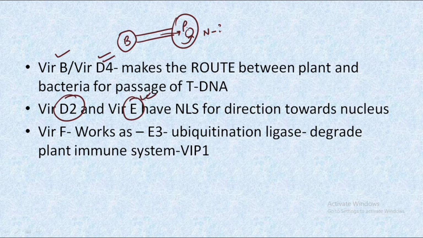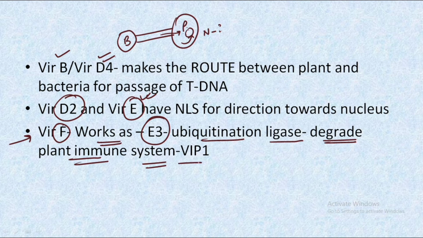Then we have VIRF that works as an E3 ubiquitin ligase pathway that degrades the plant immune system, that is VPI1. Now why is VIRF required? We have formed the route from the bacteria to the plant with the help of VIRB and VIRD4.